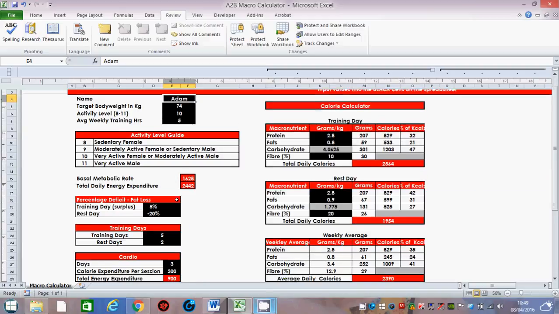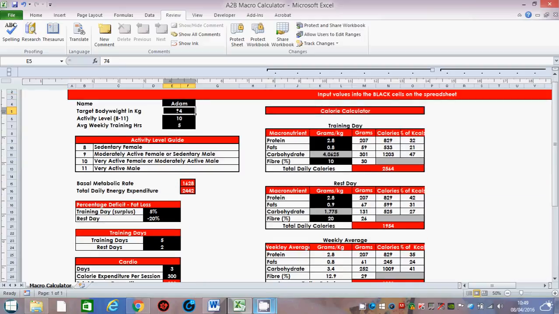So I'll put my own name in there. My name's Adam, and my target body weight is 77 kilos. So what you want to do in here is you don't want to put the weight you are now. You want to put what your target weight is. At the moment I weigh 80 kilos, so my target body weight is going to be 77 kilos.